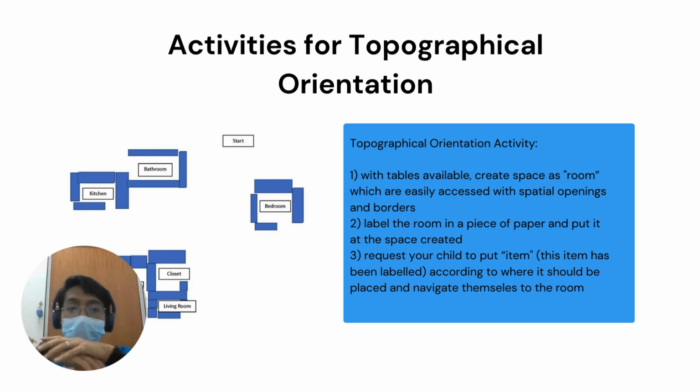And then create a space as a room which is easily accessed with spatial openings. As you can see in the picture, there is a little space for a person to come in. And then label it, for example kitchen or bedroom.